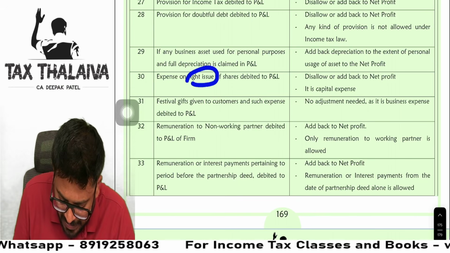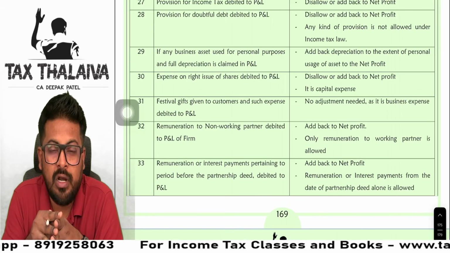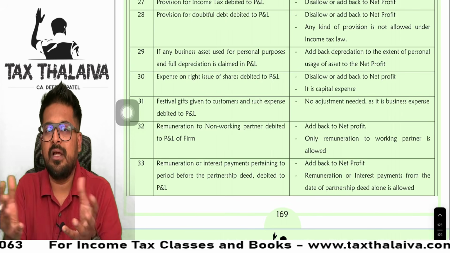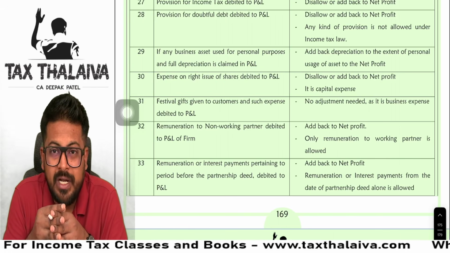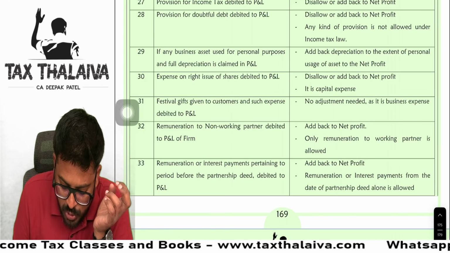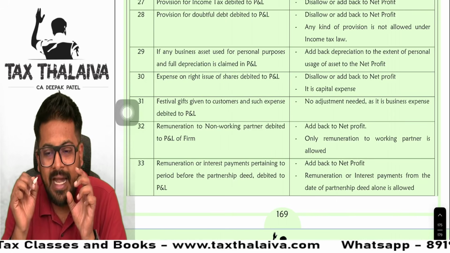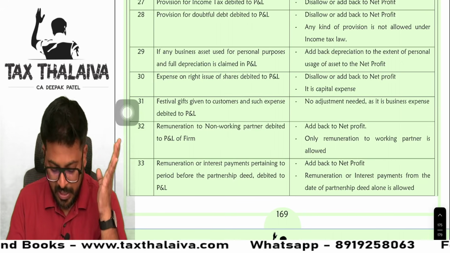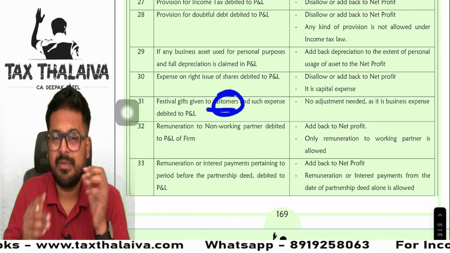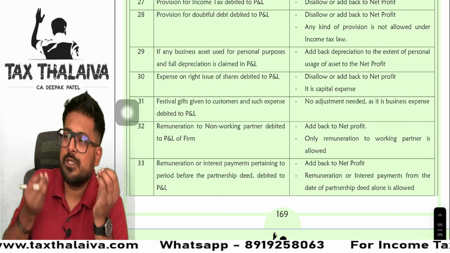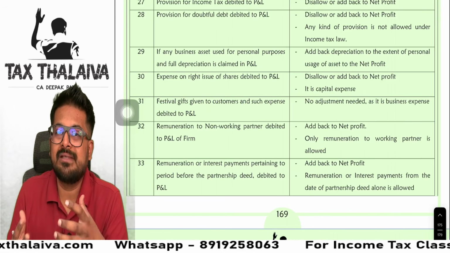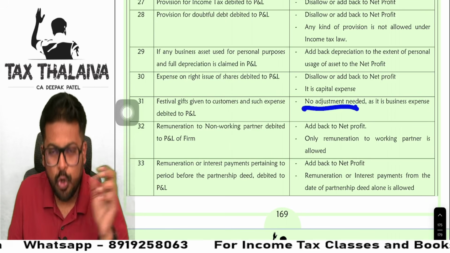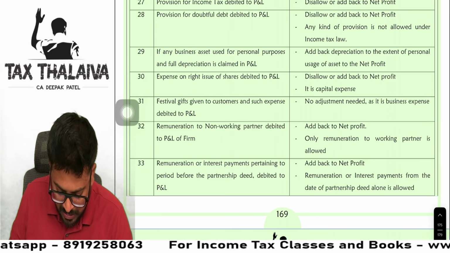Expense on rights issue of shares debited to profit and loss account. Guys, a rights issue is for increasing the capital, so if you spend any kind of expenditure, that is a capital expenditure. So whatever expenses you incur for the rights issue have to be totally disallowed because they are capital in nature, guys. Festival gifts given to customers, guys, any kind of expenditure you incur for your business purpose is spent for business, so it is allowed as business expenditure, no adjustment is needed, absolutely.